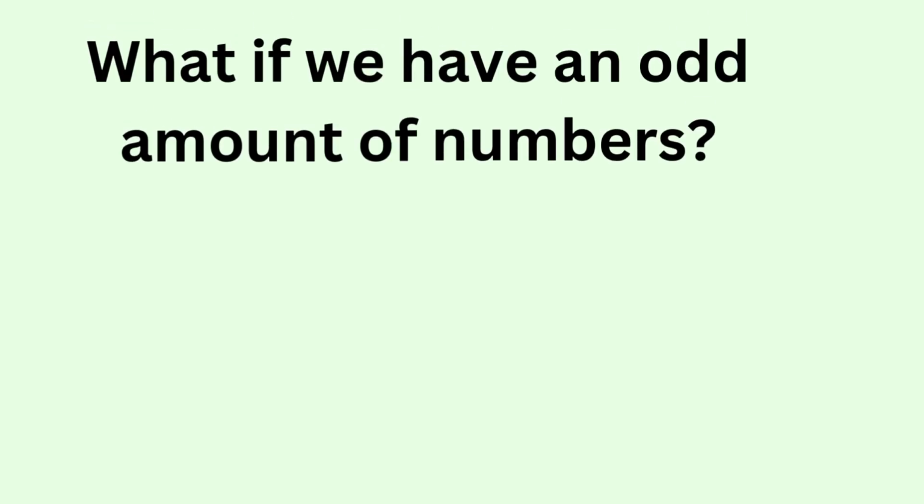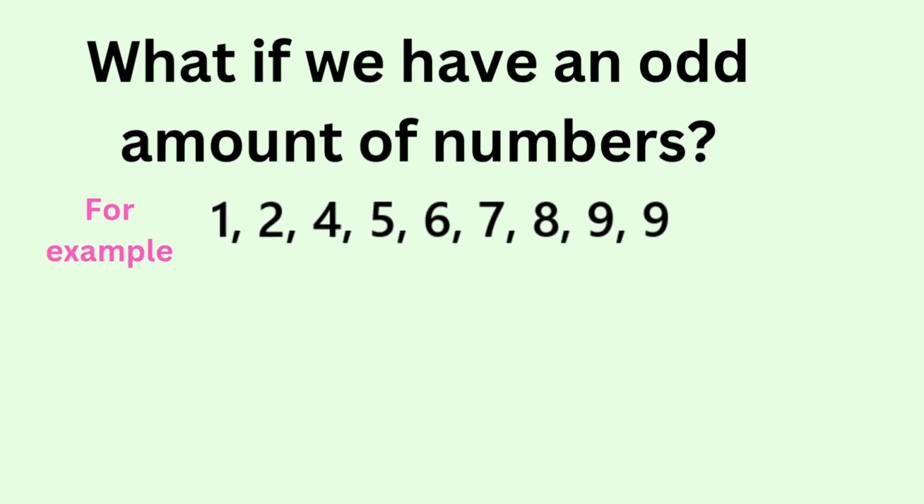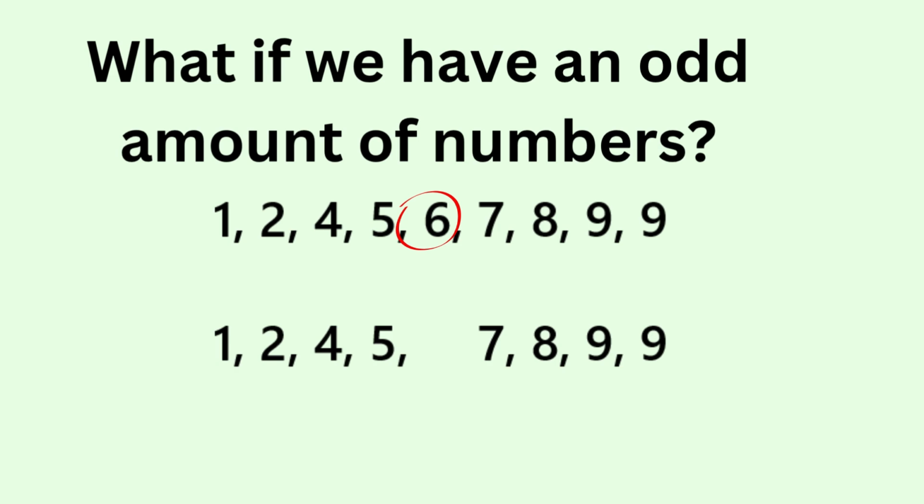By the way, what if we had an odd amount of numbers in the data set? For example, this set has 9 numbers. Before finding the quartiles, we would have to first remove the median. Then we will be able to split the set into 2 equal sections like this. So in this case, Q1 would be 3 and Q2 would be 8.5.